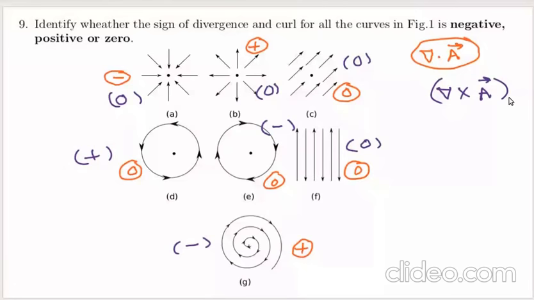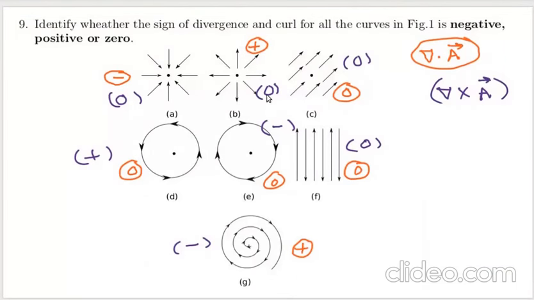First, in the first figure, the field lines are coming towards a central point. In this case, the divergence will be negative, so I'm writing negative here, and there is no rotation here. So you can say that the curl will be zero in this case. The second case is just opposite to the first case, so the divergence will be positive here. Curl will also remain zero here.